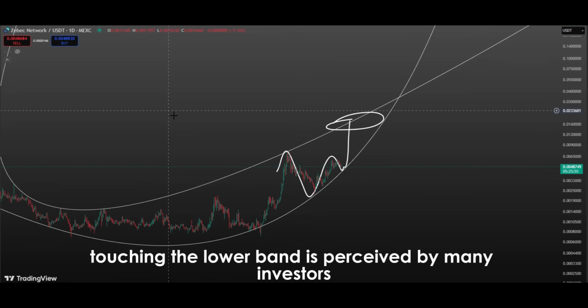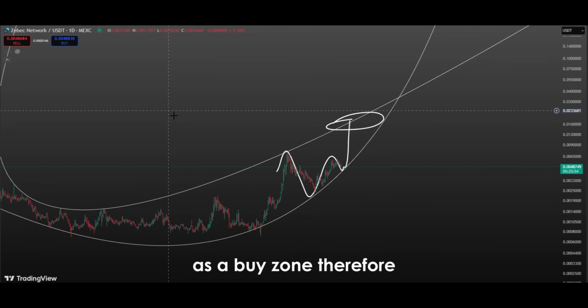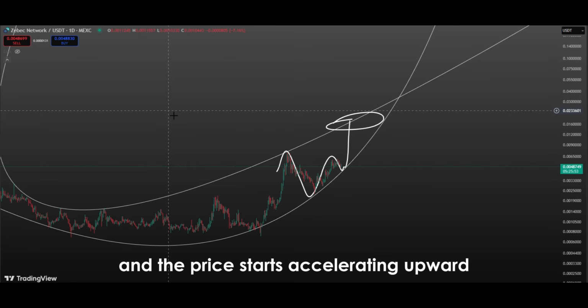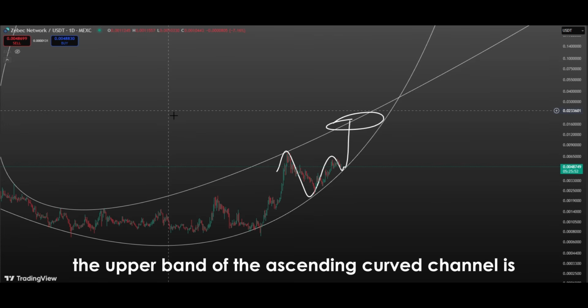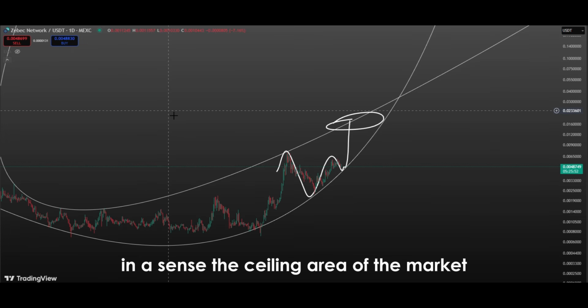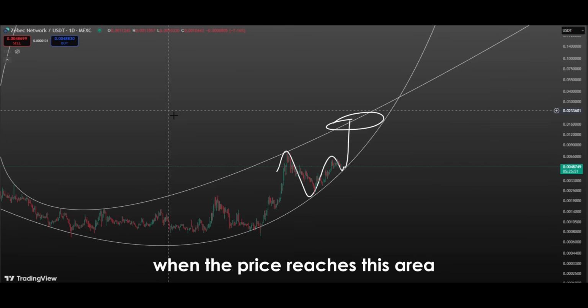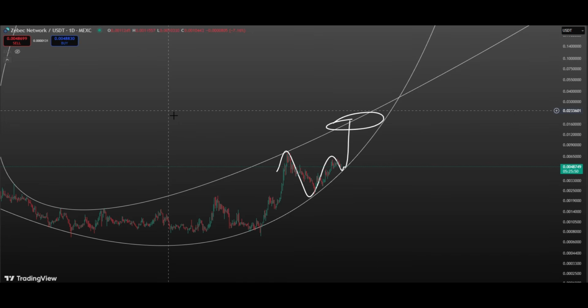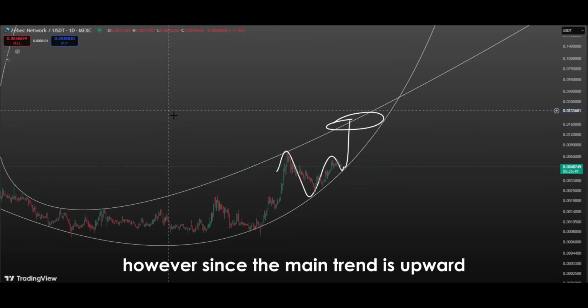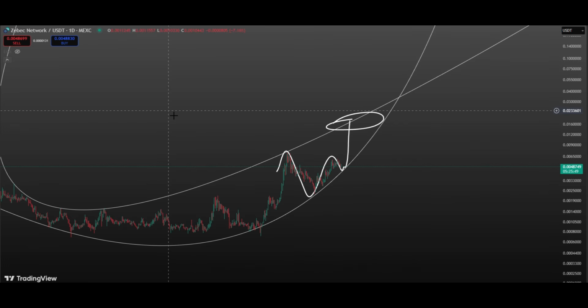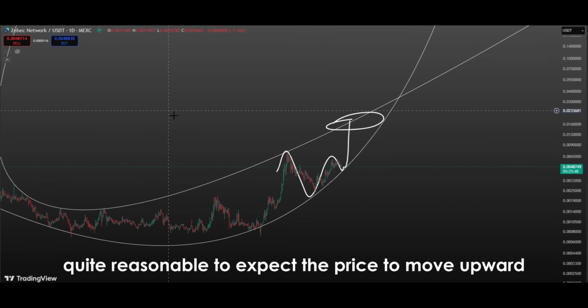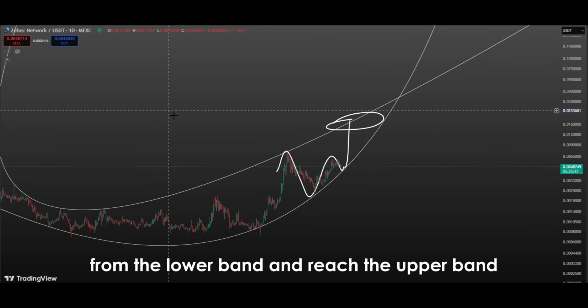Touching the lower band is perceived by many investors as a buy zone. Therefore, buying orders tend to accumulate immediately after this touch and the price starts accelerating upward. The upper band of the ascending curved channel is, in a sense, the ceiling area of the market. When the price reaches this area, usually profit-taking begins and a certain pullback occurs. However, since the main trend is upward, these pullbacks are mostly limited. Therefore, in the current scenario, it is technically quite reasonable to expect the price to move upward from the lower band and reach the upper band.